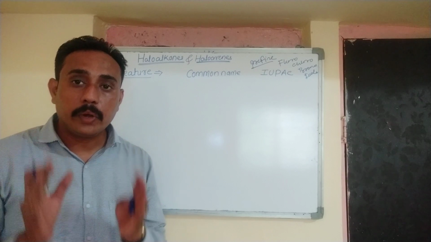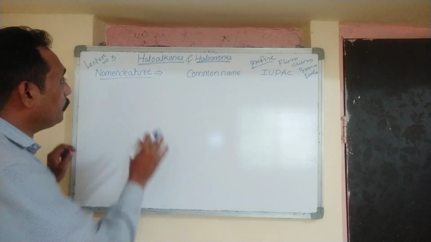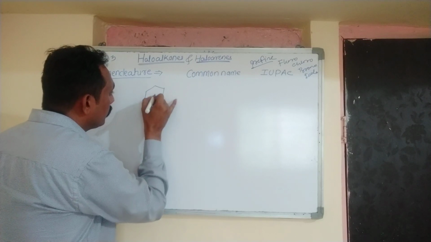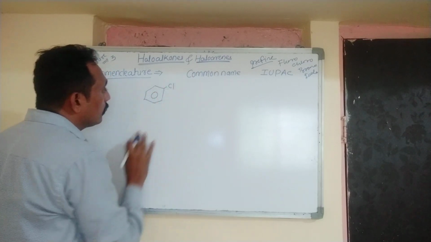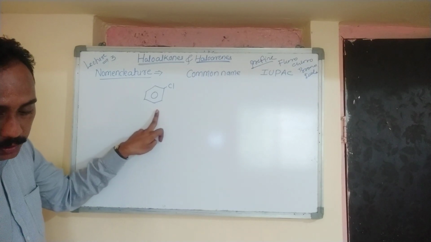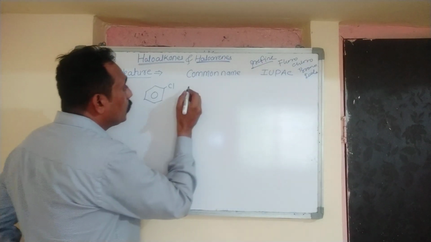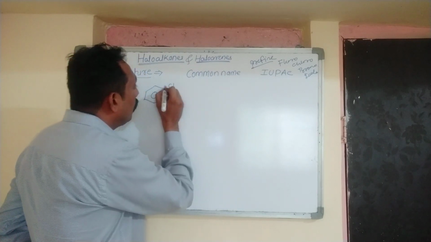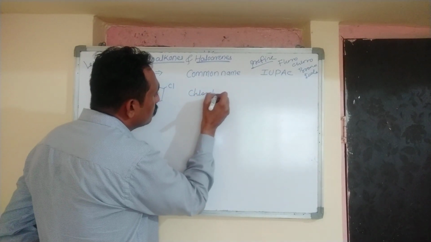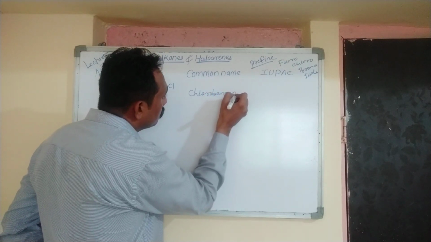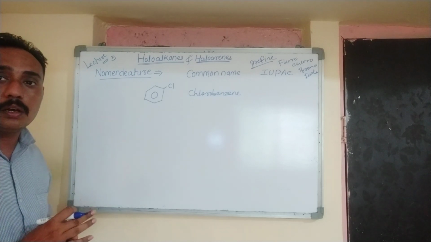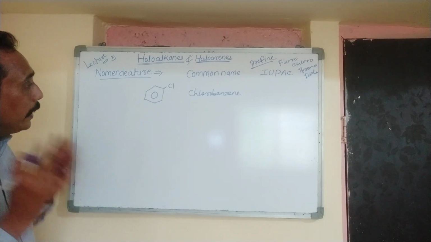Now how can we name arenes? So first we will take an example of arenes. Here we have to name it, so we will name it chlorobenzene. That is chlorobenzene. Okay. Here we do not need to mention the number, as there is only one halogen attached.